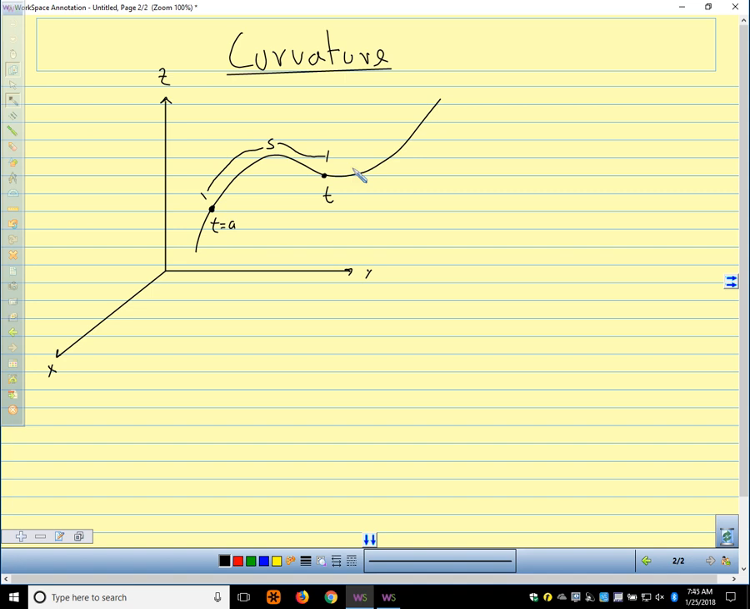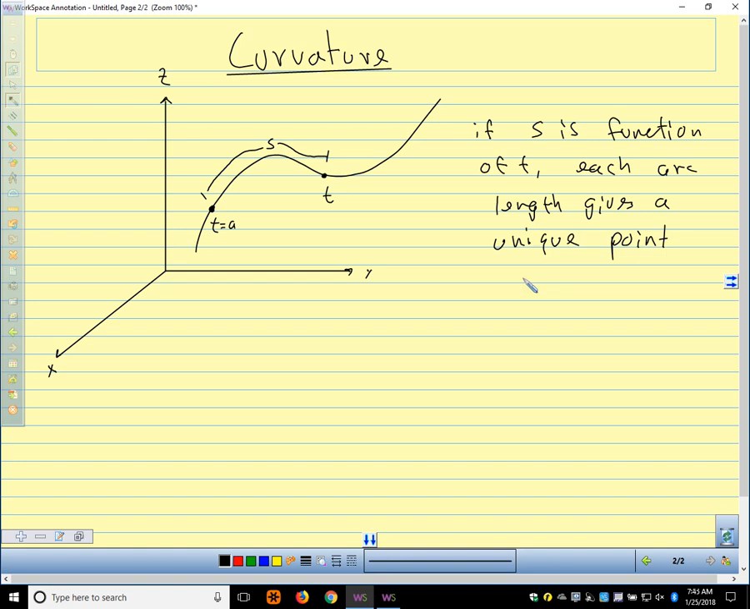So if we think of arc length as a function of time, and we have some starting time, can we agree that if we talk about a specific arc length, that defines a unique point on the curve? If we say that point is t equals 0, and we say if we're at arc length 5, that's a unique point on the curve. Can we agree to that? Yeah. So if s is a function of t, each arc length gives a unique point on the curve.